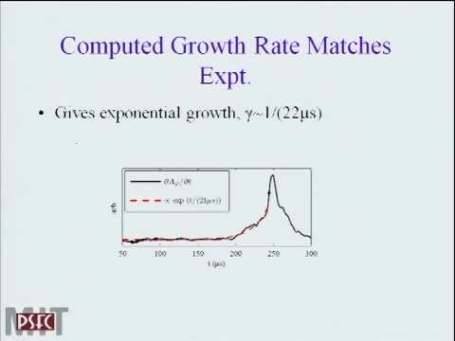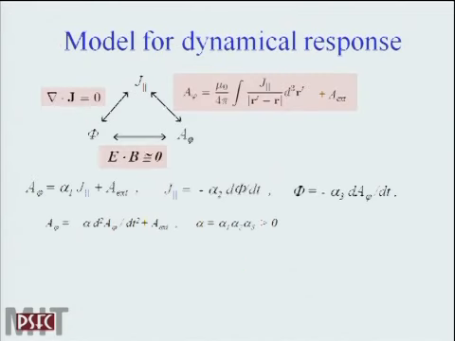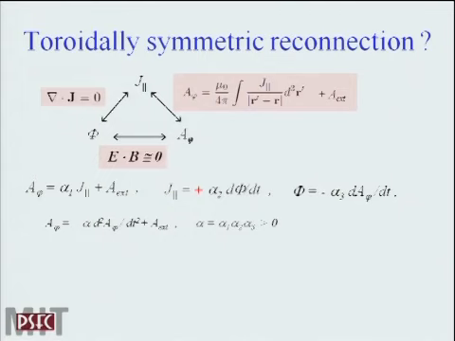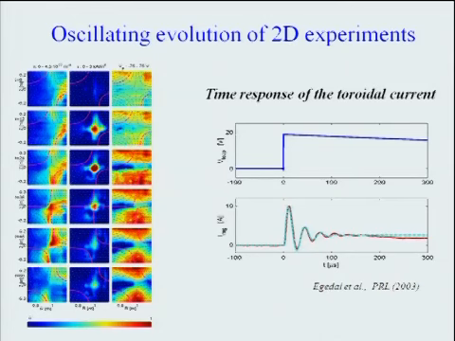And that changes the sign in front of this equation here. So in the 2D symmetric case, this sign is a plus. And when you put in that plus, that becomes a minus sign here, and now you should get oscillatory solutions. And that's exactly what we saw in those experiments. You can step up the drive, and then the reconnection rate will settle in after oscillating back and forth a few times.